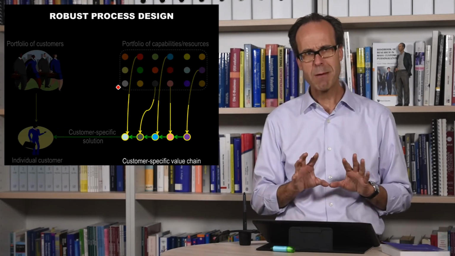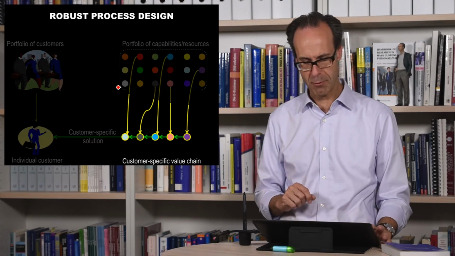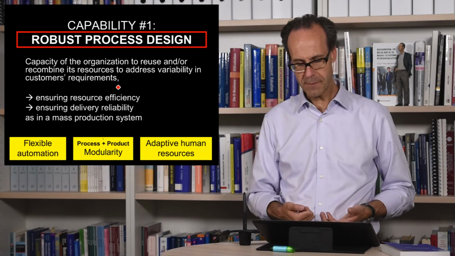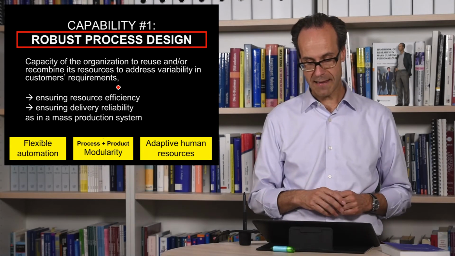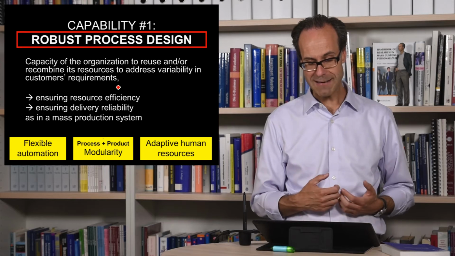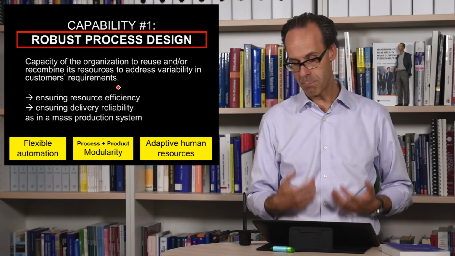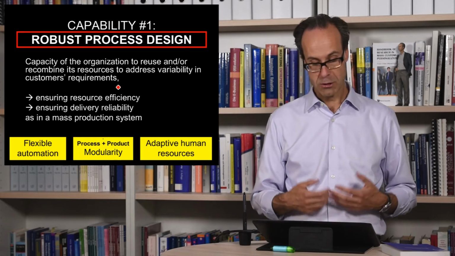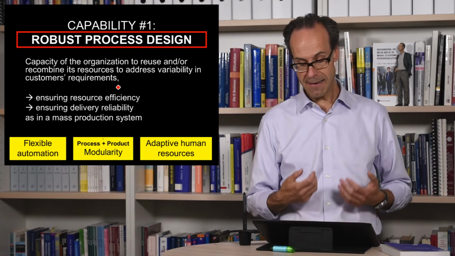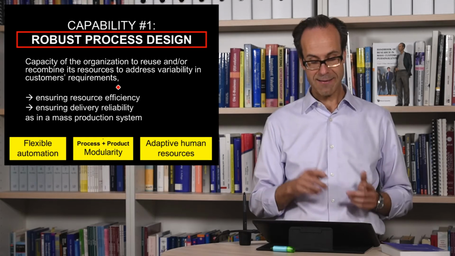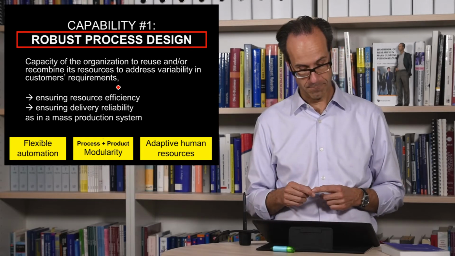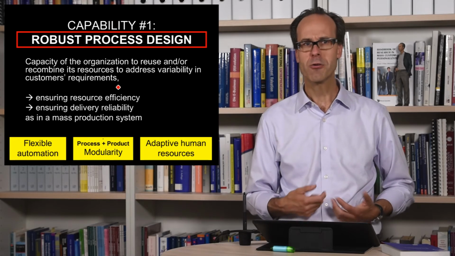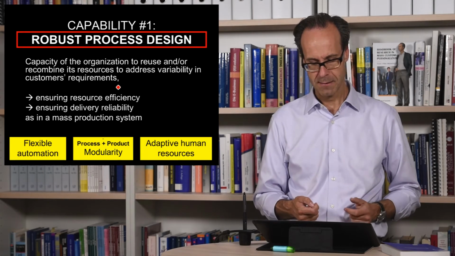So just very briefly, what's the basic idea of robust process design? The definition is that robust process design is the capacity of an organization to reuse and/or recombine its resources to address variability in customers' requirements. And doing so to ensure resource efficiency and delivery reliability as in a mass production system. It's a little bit complicated, but that's a task of professors, to make simple things complicated.